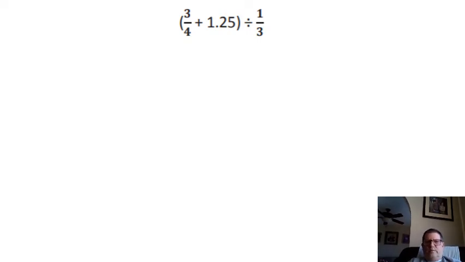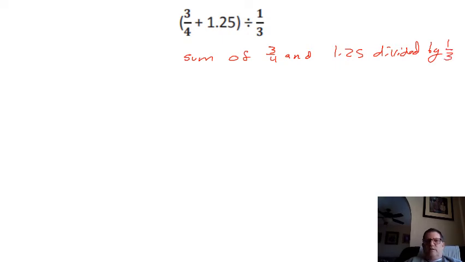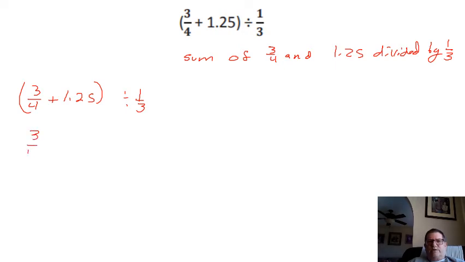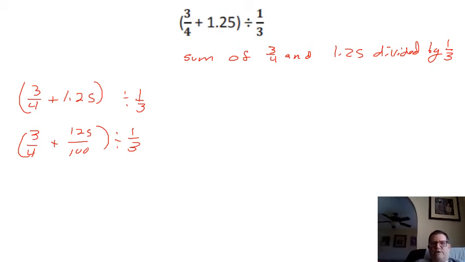Okay, so let's change it to words first. So we can see we have parentheses with an addition, so it's going to be the sum of 3/4 and 1 and 25/100 divided by 1/3. So let's go ahead and work it out. We got 3/4 plus 1 and 25/100 divided by 1/3. Now, first thing I'm going to do is turn it into a fraction. And I know 1 and 25/100, so I can put 125/100 divided by 1/3. Now, I need to make these denominators the same. So I know that I can turn 4 into 100 by multiplying by 25. So 3/4 times 25 over 25 would give me 75/100.